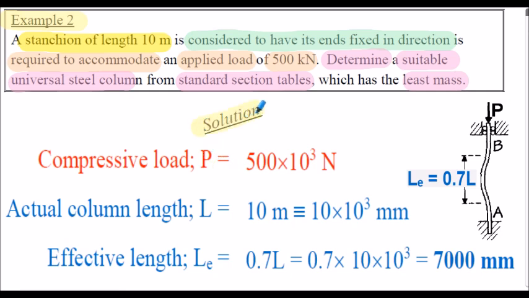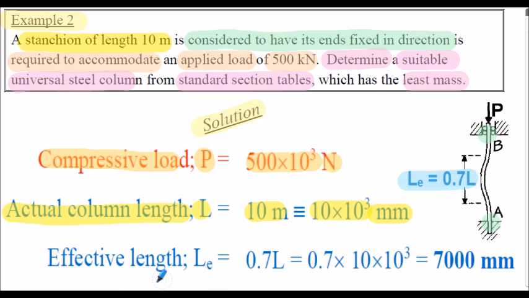So here's our solution. To extract the information from the question, the compressive load applied in this case, P, is 500 kilonewtons. That's 500 times 10 to the 3 newtons. The actual column length, L, is 10 meters, or 10 times 10 to the 3 millimeters. And we're informed in the example to consider the ends of the stanchion to be fixed, so fixed in translation and rotation. So that means the effective length from our table is 0.7 of the actual length. So the effective length LE is 0.7 multiplied by L. That evaluates to an effective length of 7,000 millimeters.